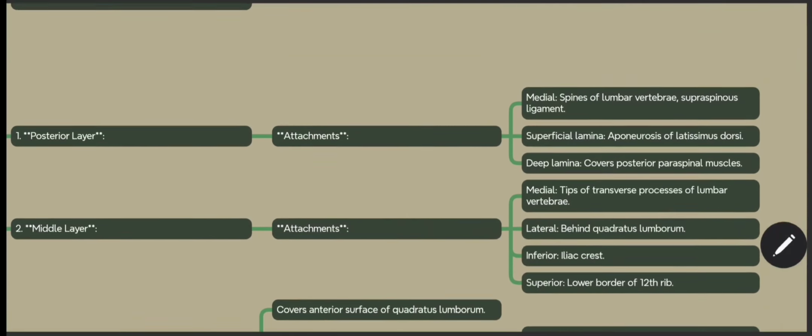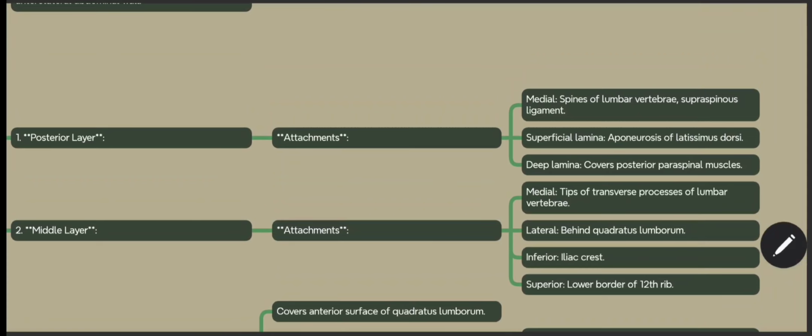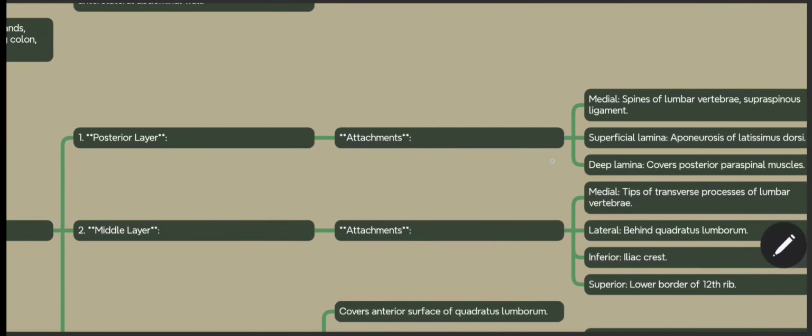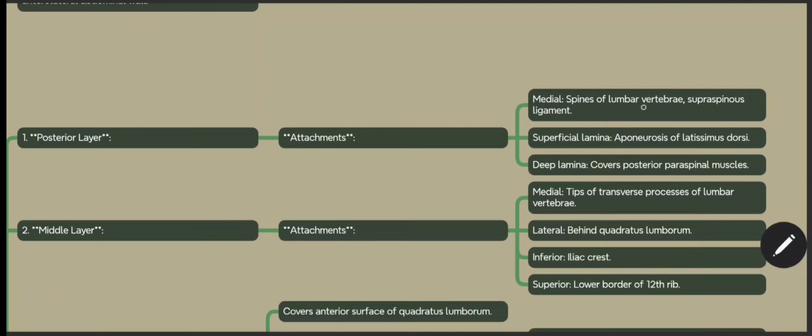We'll start from the posterior layer. The posterior layer has attachments. What are those attachments? Medially, the spines of the lumbar vertebrae and the supraspinous ligament. Then there is the superficial lamina and the deep lamina. The superficial layer is attached to the aponeurosis of the latissimus dorsi. The deep layer covers the posterior paraspinal muscles.